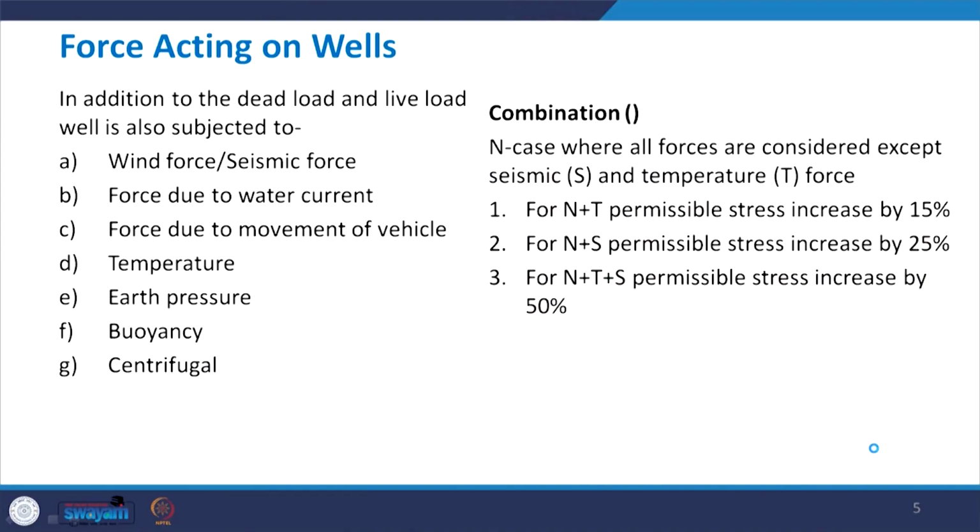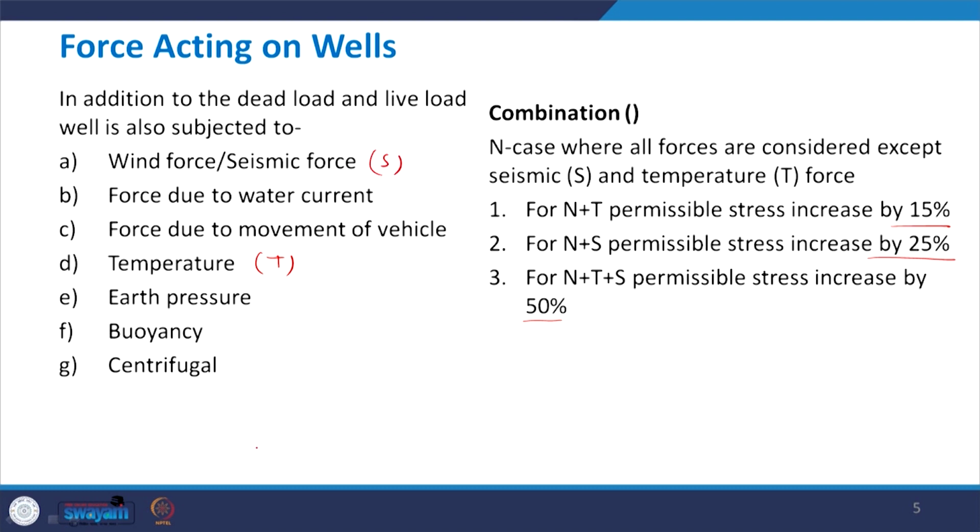So, what we have here, T stands for the temperature, S stands for the seismic forces. For N plus T, permissible stress is normally increased by 15%. If you are considering seismic forces, then the permissible stresses are increased by 25%, and if both thermal as well as seismic are considered, then permissible stresses are increased by 50%.